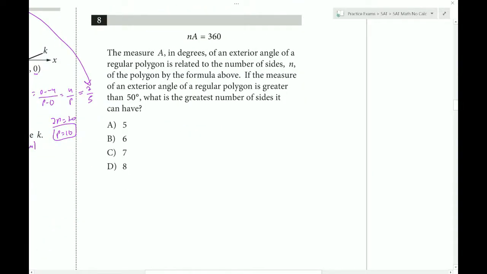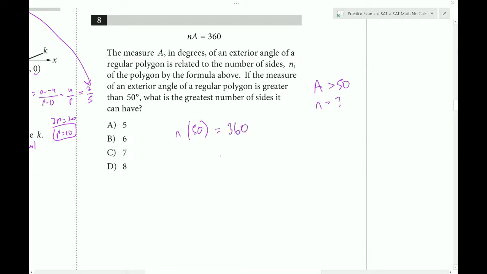Next, the measure A in degrees of an exterior angle of a regular polygon is related to the number of sides by the formula above. If the measure of an exterior angle is greater than 50, so we have A being greater than 50, what is the resulting number of sides? So n is equal to question mark. Alright, well let's start by letting A equal 50 and see where that leads.